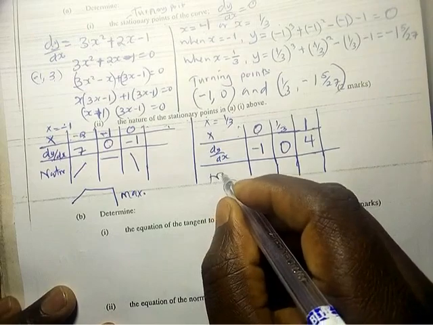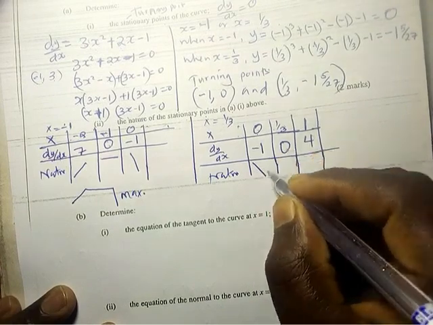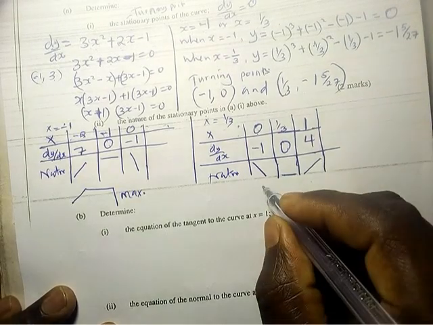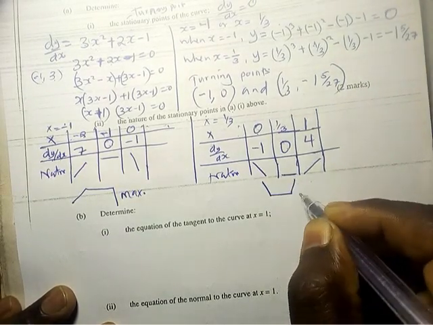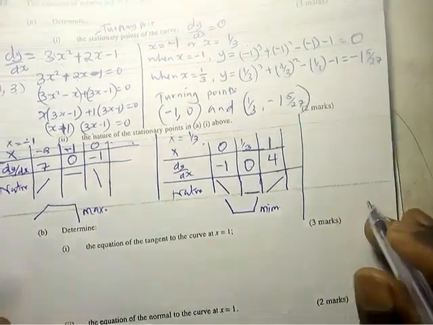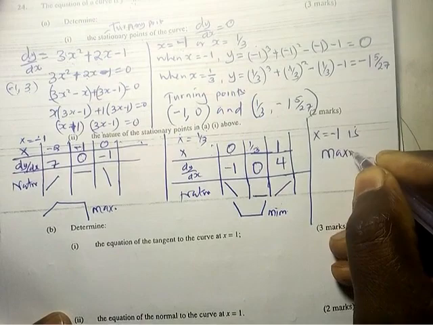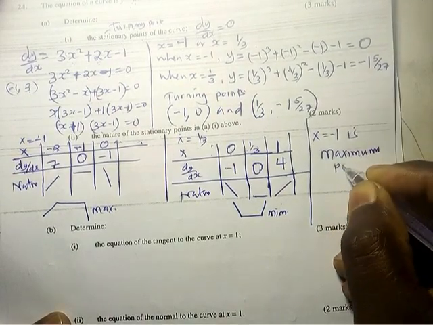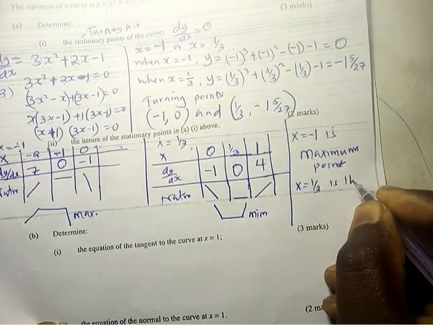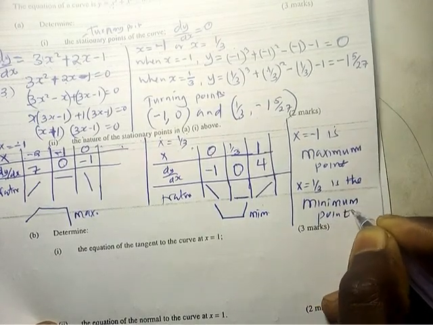And now we determine the nature. How does it look? A negative number means we are going down, so it is going down. So we are down, we go to 0, then 4 is positive, so we go up. So it is going to be like this, and this is the minimum. So therefore we conclude that x is equal to -1 is the maximum point. And then we conclude that x is equal to a third is the minimum point. Very good.